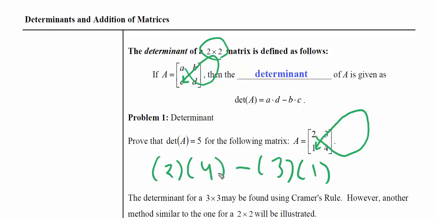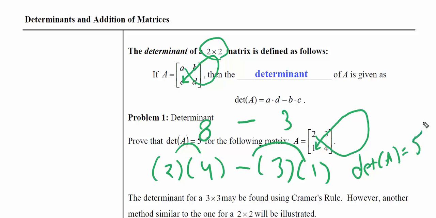Please use parentheses to avoid any sign errors. If we do this, we get 8 right here, 3 right here, and 8 minus 3 gives us the determinant of this matrix A as being 5.